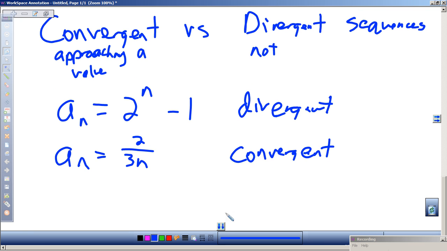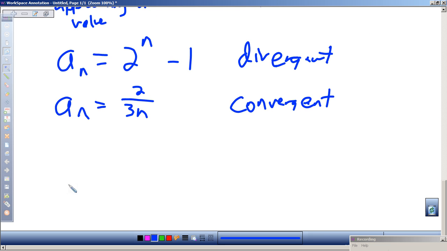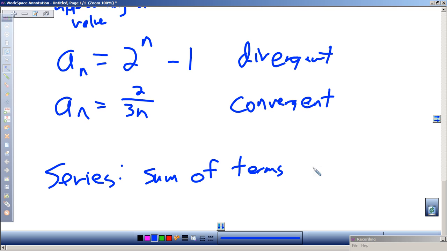Everybody with me so far? Okay. Now, another term, a series. When we talk about a series, it is the sum of the terms of a sequence. What does sum mean? Yeah, adding. So we're adding all the terms of a sequence.